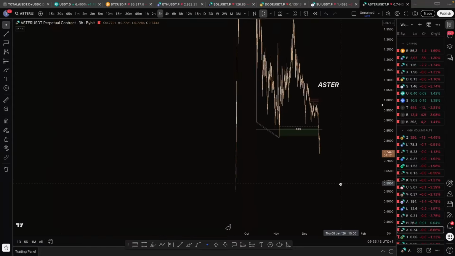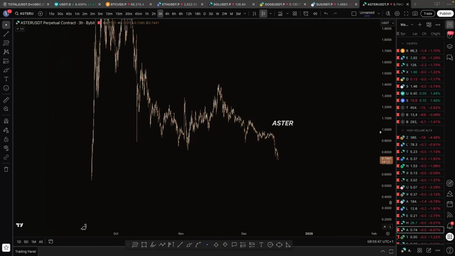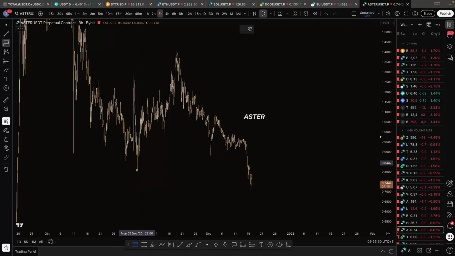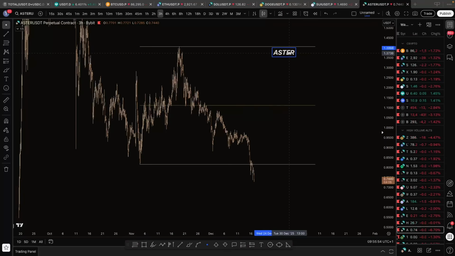Ether, whoa, what happened here? Holy shit. Watching this range right now. Damn, the accumulation didn't work, that's crazy.